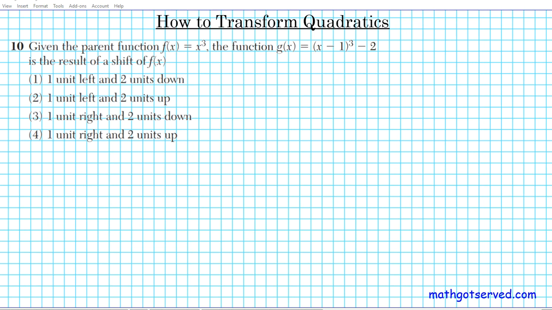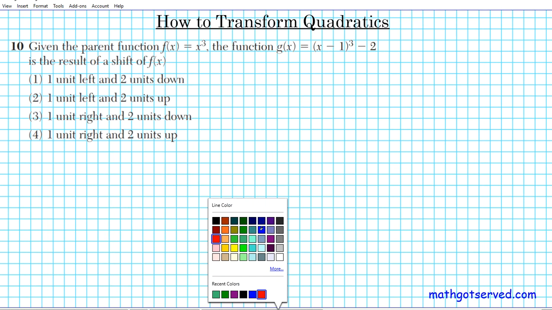Question 10 says, given the parent function f of x equals x to the third, the function g of x equals (x minus 1) to the third minus 2 is the result of a shift of f of x. So which of these describe the shifts of this to yield that function right there?